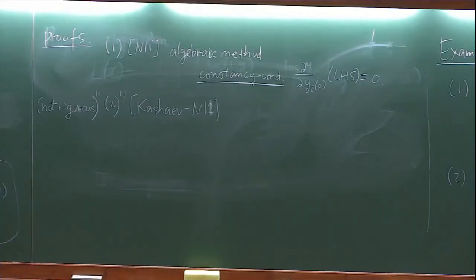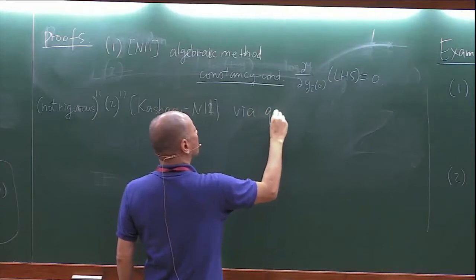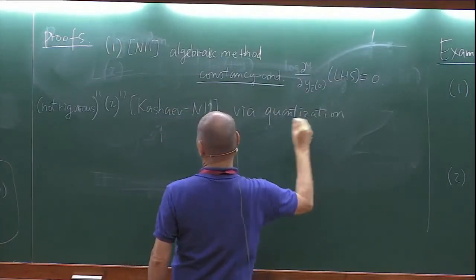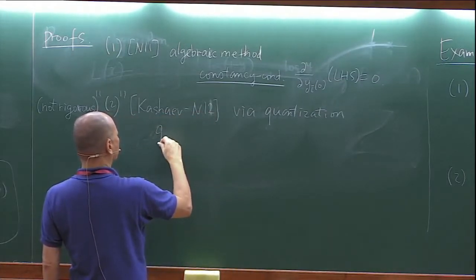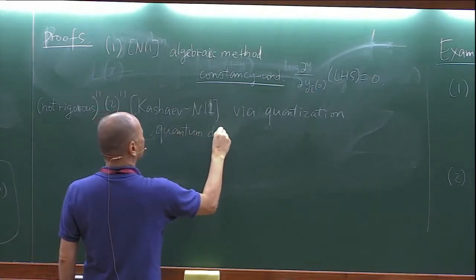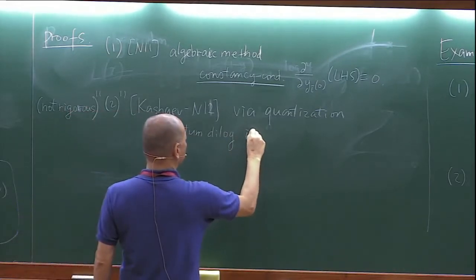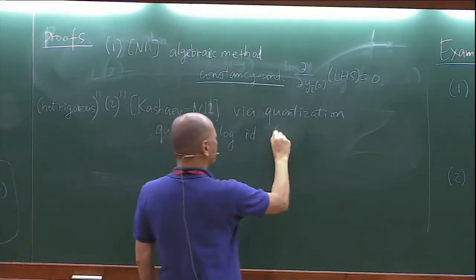Actually, one can quantize this identity, and it is called the quantum dilogarithm identity, via quantization. The corresponding identity was first formulated by Fock and Goncharov. There is what is called the quantum dilogarithm, and they satisfy a similar identity. So this is due to Fock and Goncharov.